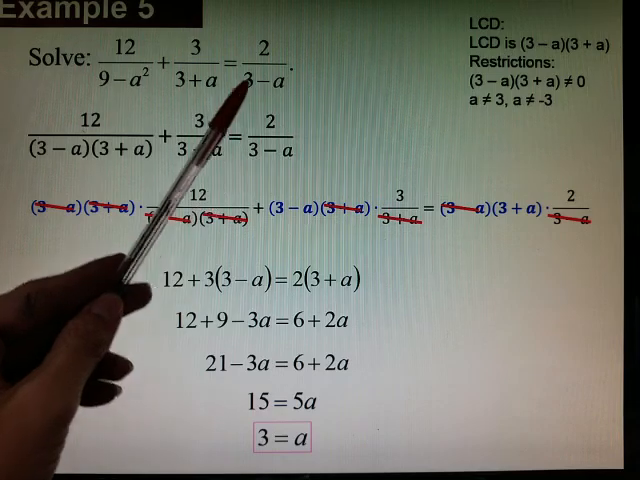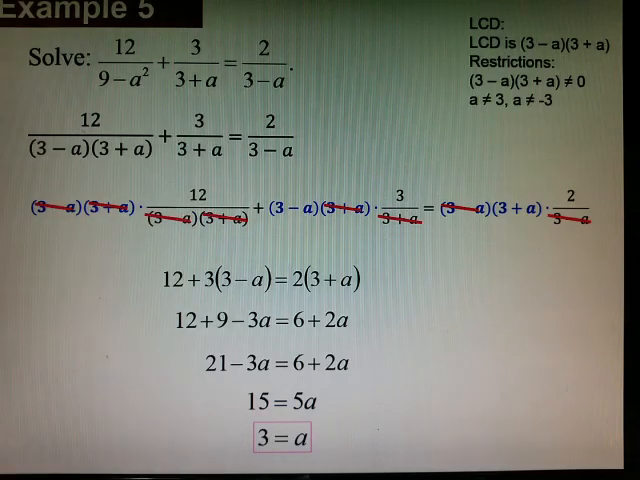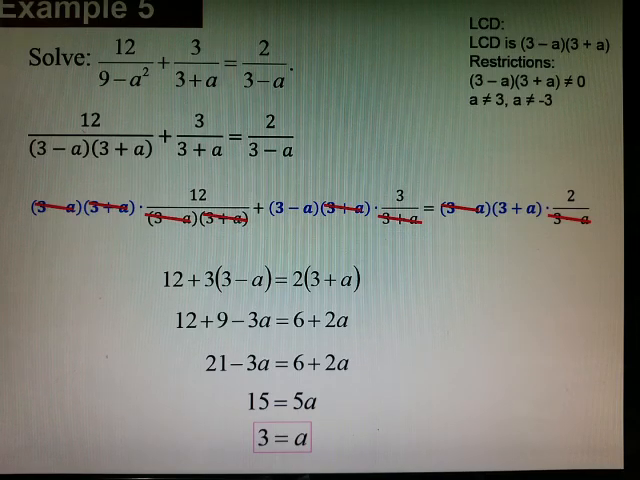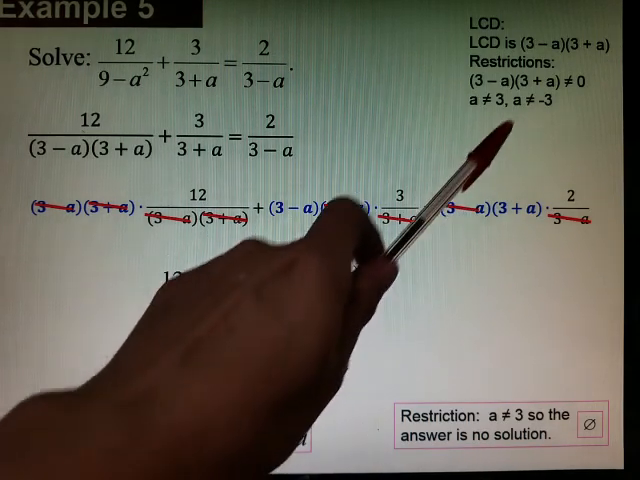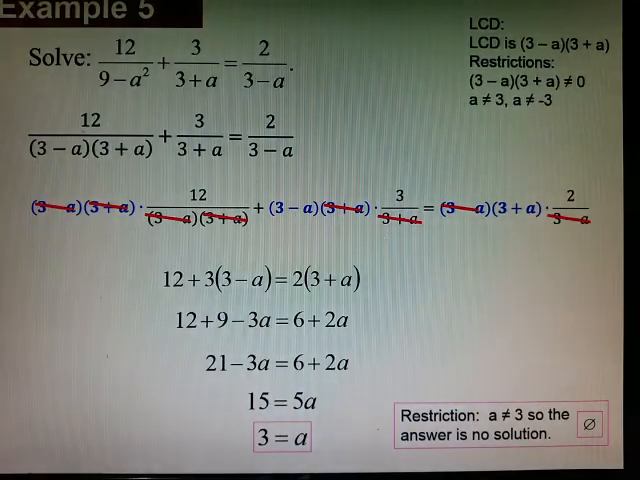3 minus 3 here would be 0 on the bottom. Can't have that. It's undefined. So make sure with these rational equations, these are the ones with the fractions, that you plug your answers in, that you don't get a 0 in the denominator. So this one had no solution because a equaled 3, but a could not be 3. No solution.